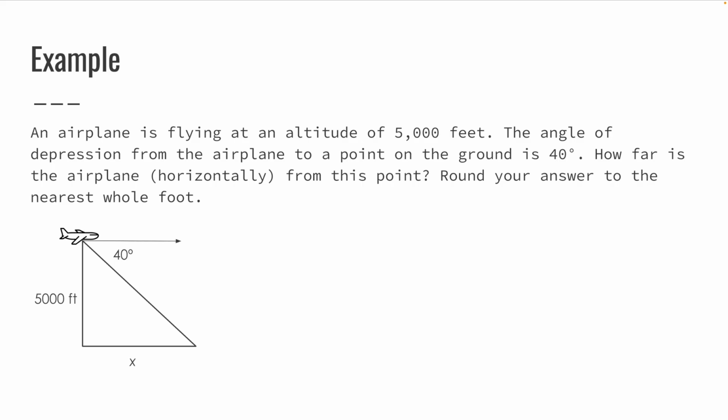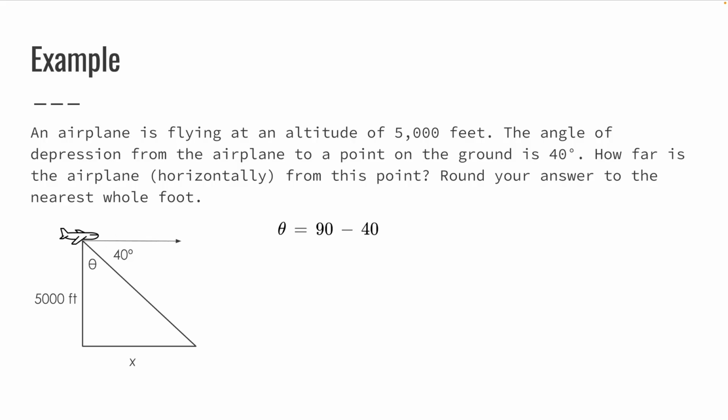And it wants to know how far the plane is horizontally to this point on the ground. So before I can try and figure this out, I need to make sure that I have enough information. In order to solve with trigonometry, I need two pieces of information about the triangle, and right now I only have one. But I can use this angle of depression to tell me what this angle is, which will give me enough information to find x. So I really need to find theta first, and then I can use trigonometry to find x. And if we remember back, complementary angles are angles that add up to 90 degrees.